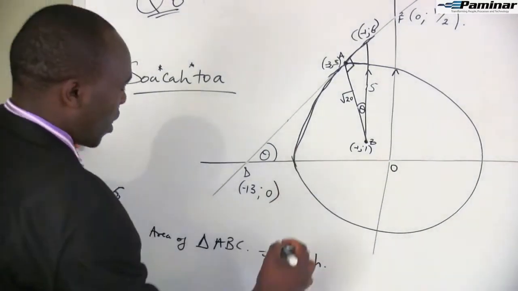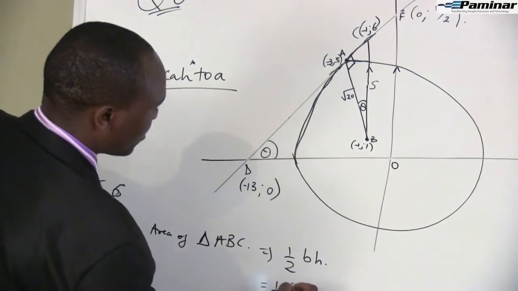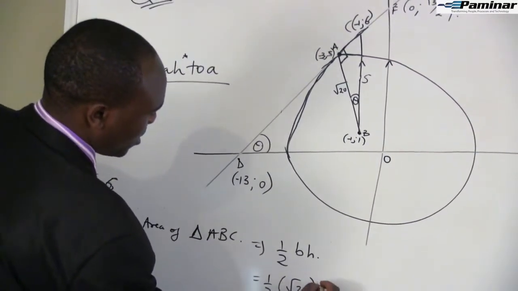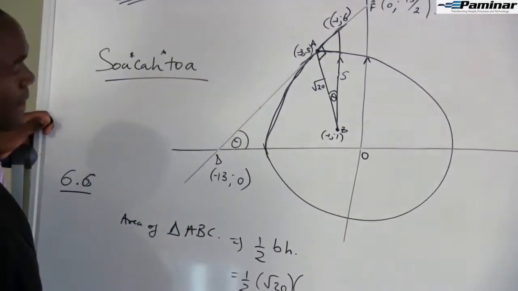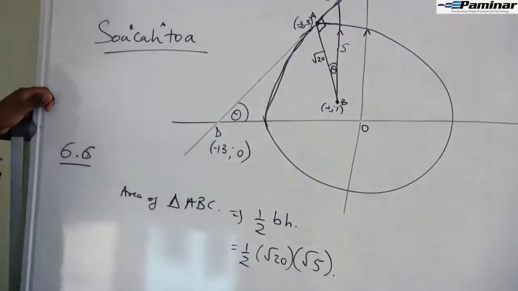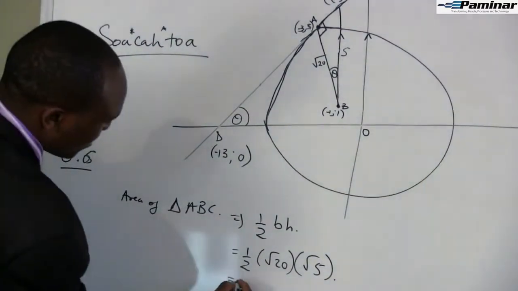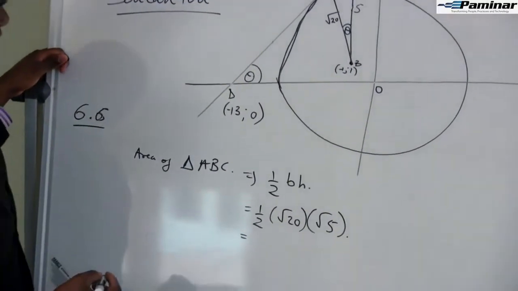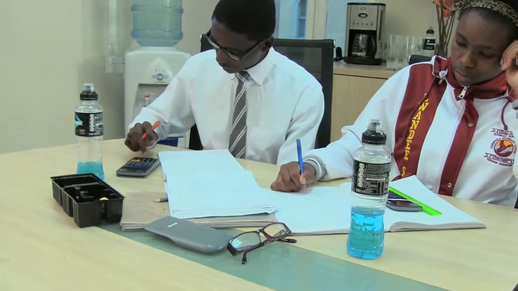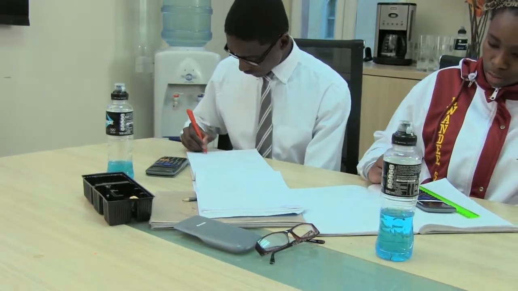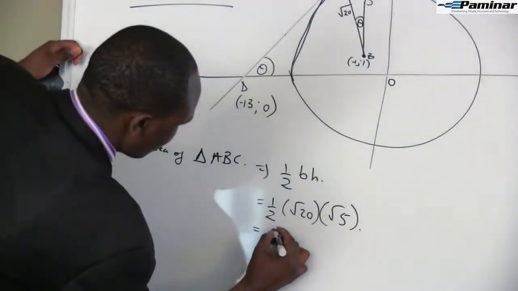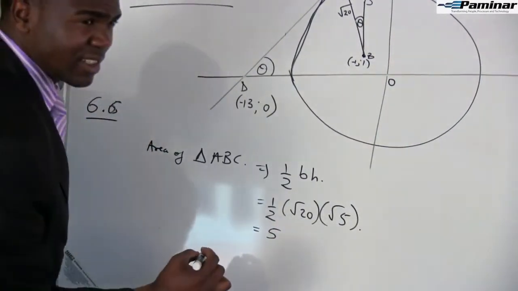So now, what is your base? Root 20. What is your height? Root 5. Done. So what is the answer then? It's 5. Is it 5? Yes, please. Okay.